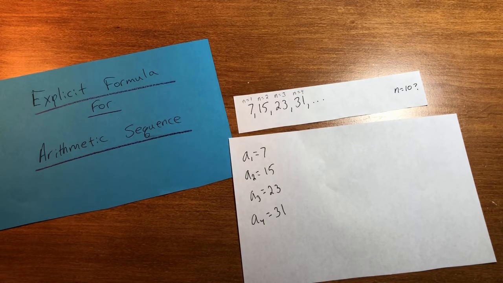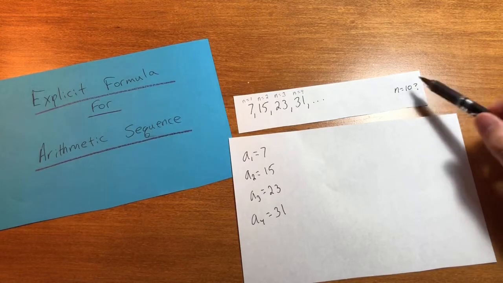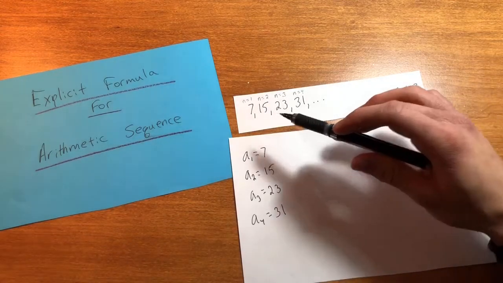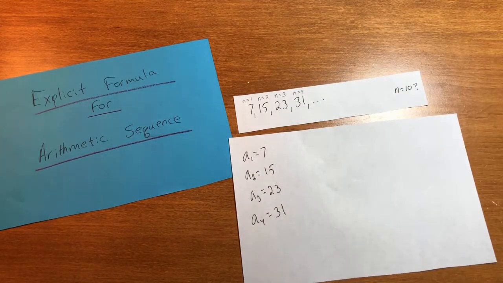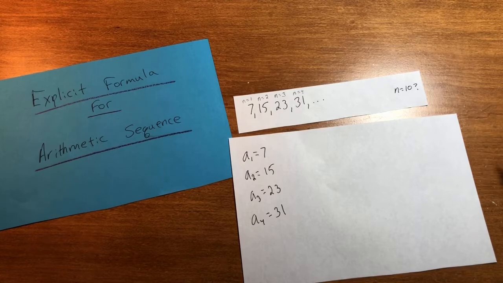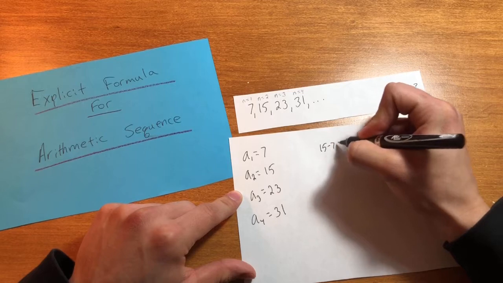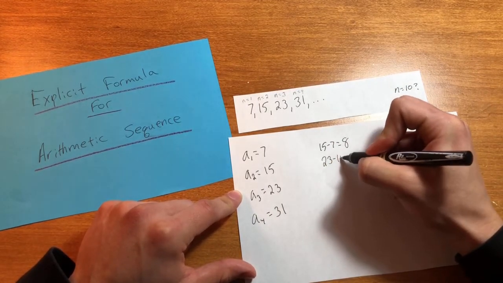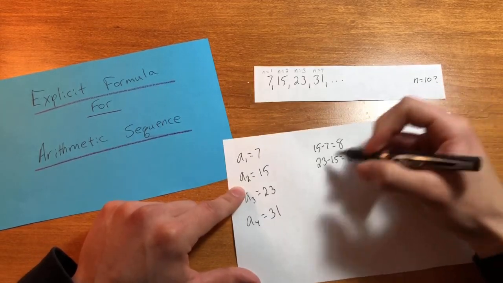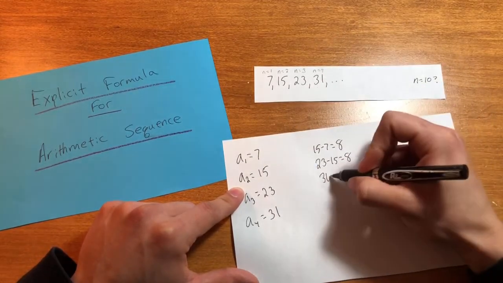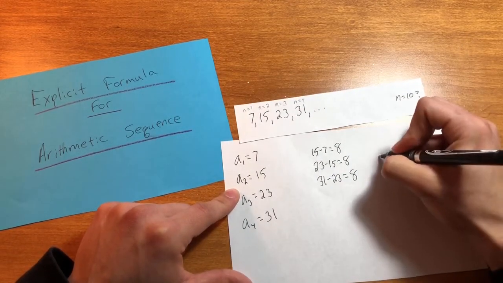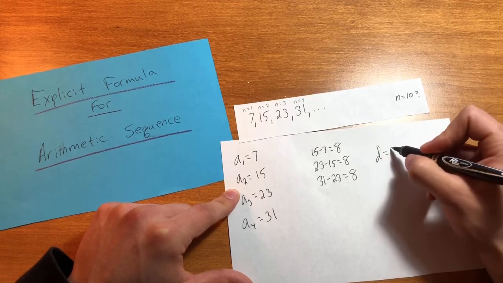All right, so in order to see what the 10th term would be, I first have to try to understand how am I getting from 7 to 15, from 15 to 23, and 23 to 31. How am I getting there? Well, what if I took 15 and subtracted 7? I'd get 8. What if I did 23 minus 15? I would get 8. What if I did 31 minus the previous number, which is 23? I would get 8. So I'm going to call this my common difference, so d equals 8.